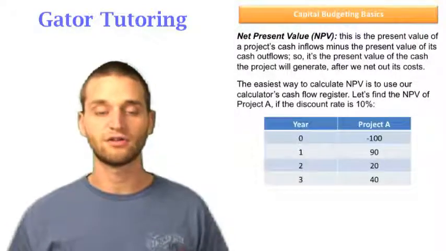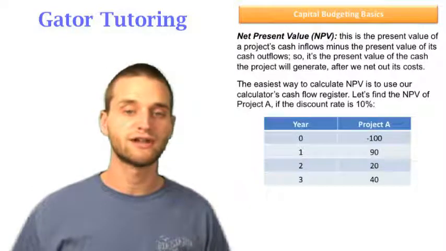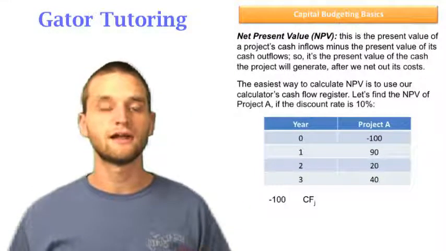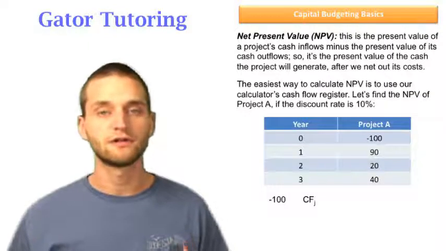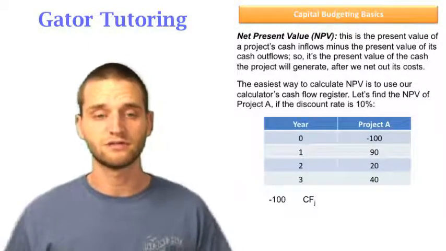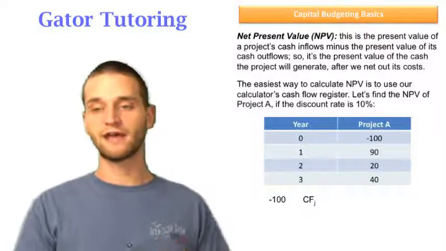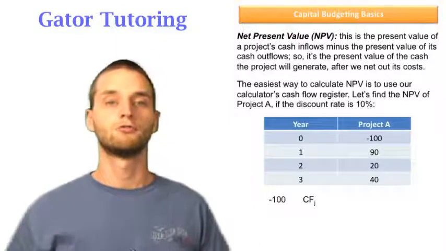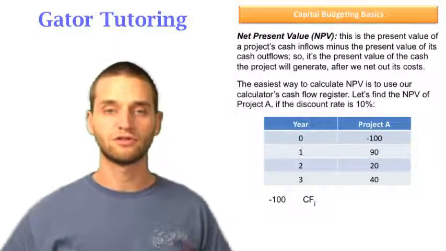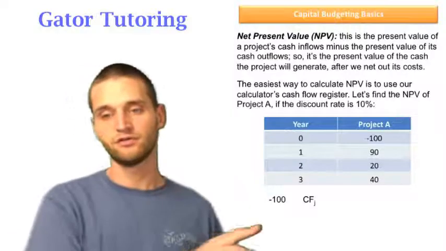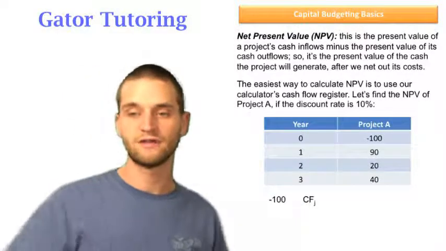So here we see it's the same project that we just looked at, project A. It has the same cash flows, the same timeline. So we just want to enter these cash flows into our cash flow register, and there's a button that says NPV that'll solve what the NPV of this project is. So first we enter the first cash flow, negative 100, and press CFJ, the cash flow register key. That's what we use to tell the calculator that we're entering a series of cash flows.